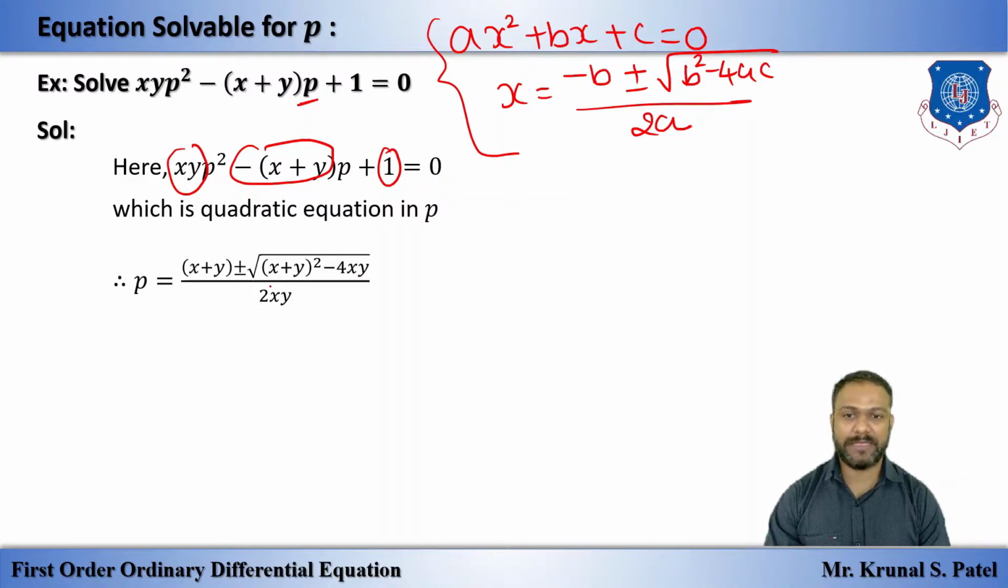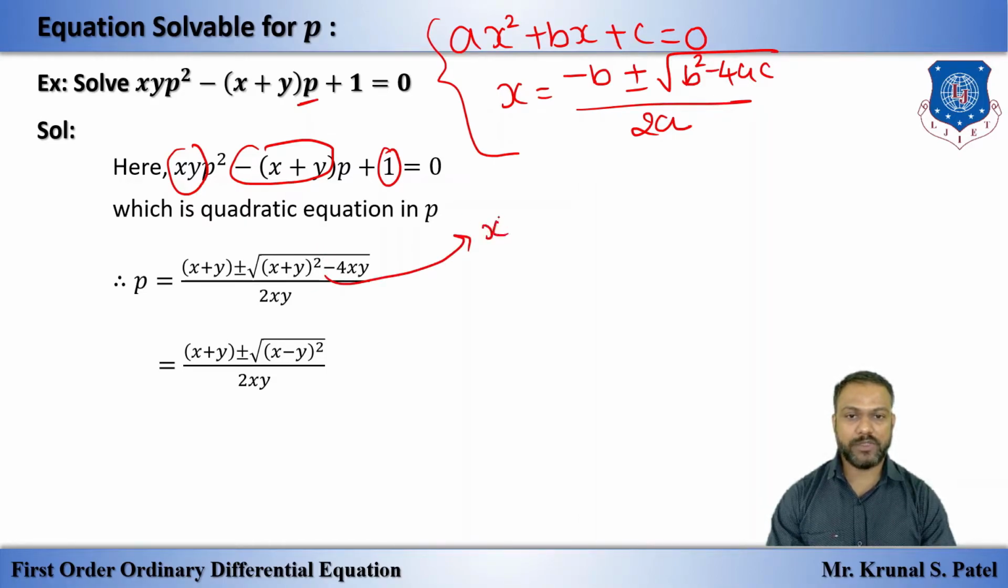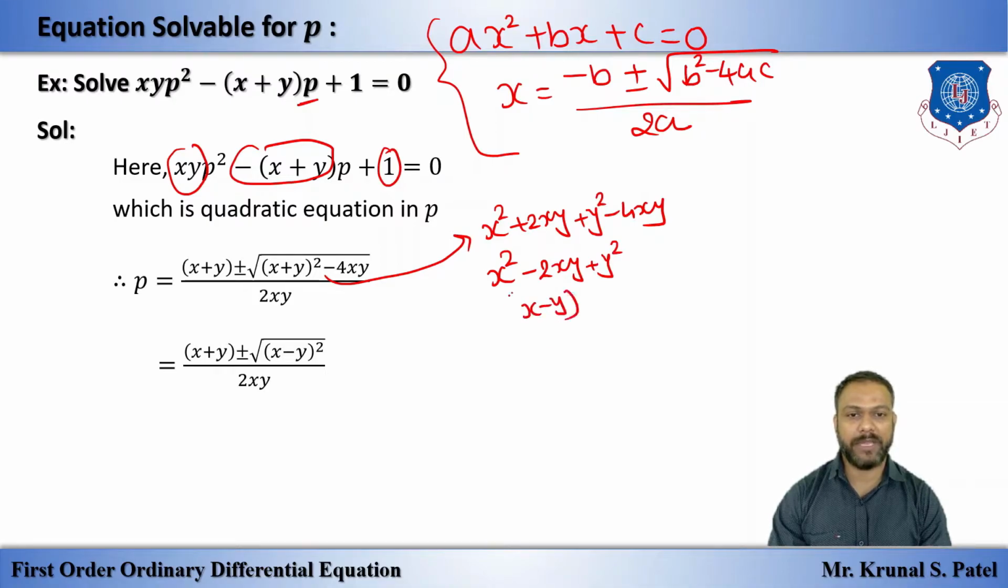Now by simplifying this, we have this term. How does x plus y whole square minus 4xy become this? We know that x plus y whole square becomes x square plus 2xy plus y square, and we have minus 4xy. So it becomes x square minus 2xy plus y square, and we know that this is the formula of x minus y whole square. So instead of this, we can put x minus y whole square. Now this is square and root, so we can cancel out. So we have x plus y plus or minus x minus y in the second bracket, upon 2xy.